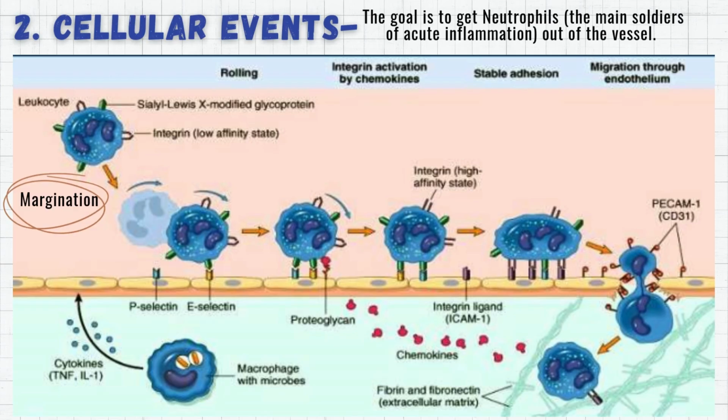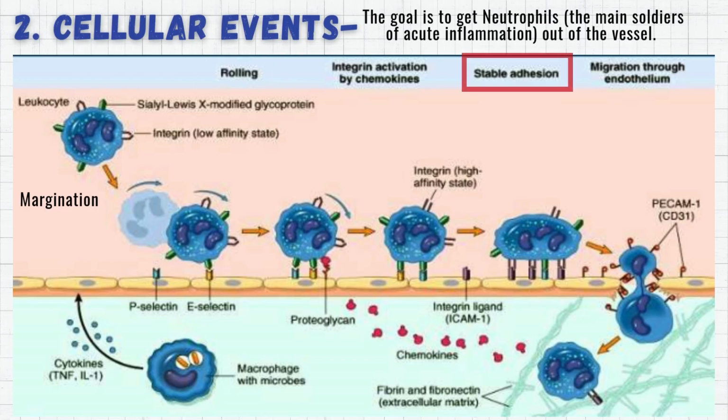Margination. WBCs move from the center of the vessel to the periphery, the margin, due to stasis. Rolling. WBCs weakly and transiently stick to the endothelium and roll along. Why? This checking-out process is mediated by adhesion molecules called selectins, E-selectin and P-selectin. They act like Velcro, allowing the cell to slow down and sample the area.